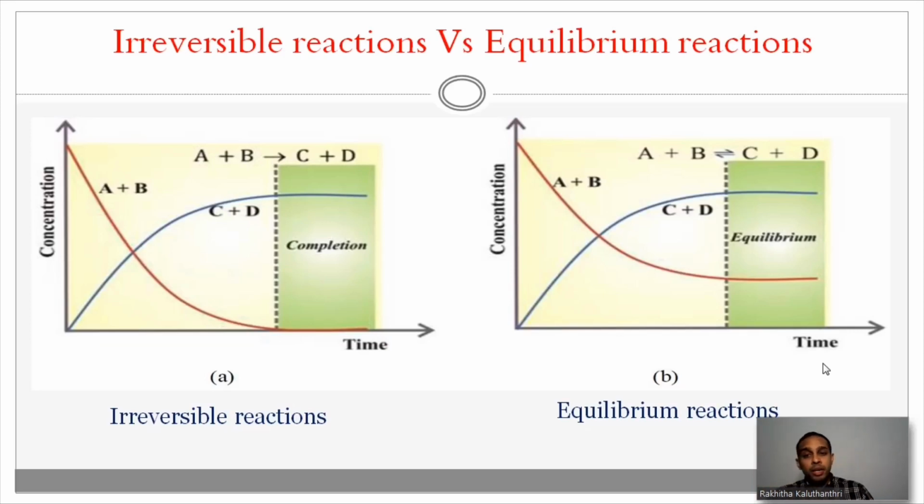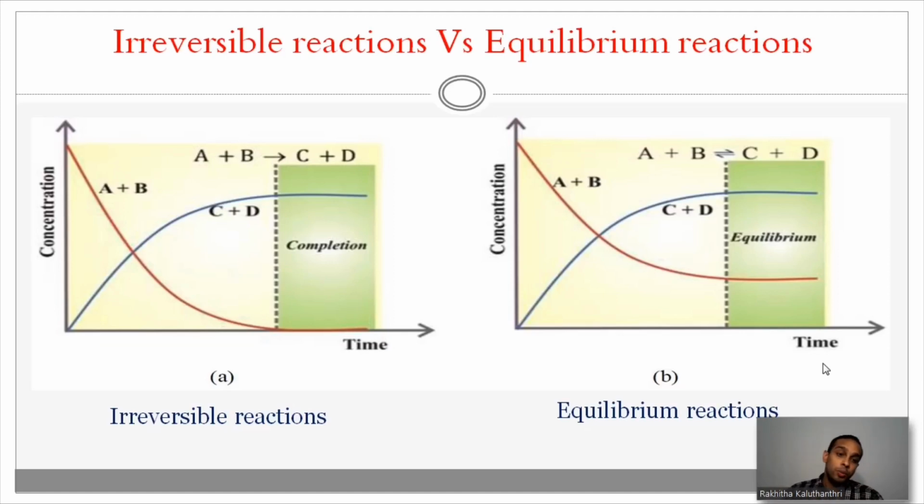So at one particular point, all of the reactants will be used up, and it will completely be converted into products. So at that particular point, the reaction will completely stop. There's no equilibrium or anything, it just completely stops, and then there's going to be only C and D, right? So this is referred to as completion. The reaction is completed. All of the reactants that we put in are completely used up. That is an irreversible reaction.